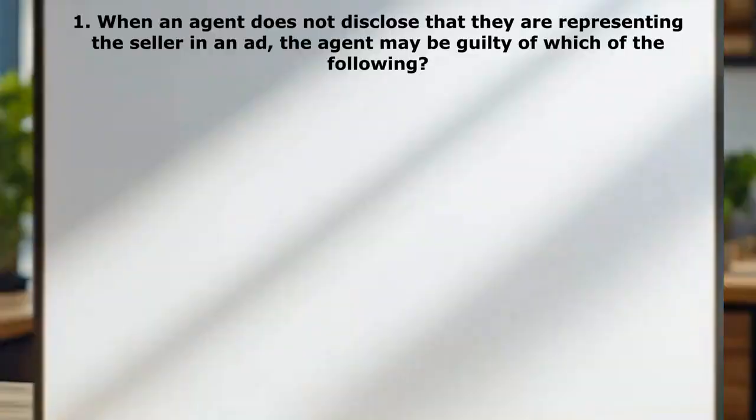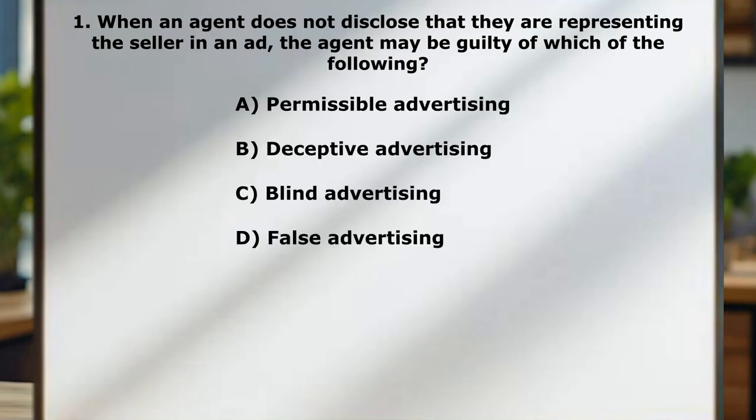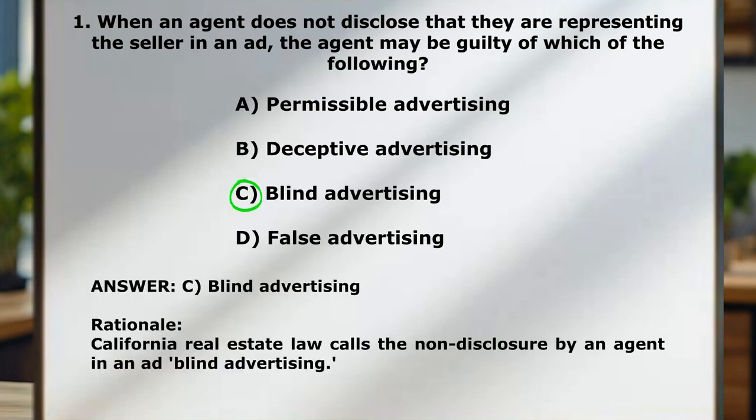Question number one: when an agent does not disclose that they are representing the seller in an ad, the agent may be guilty of which of the following? A, permissible advertising. B, deceptive advertising. C, blind advertising. D, false advertising. The answer is C, blind advertising. Now, no, that is not that you are advertising to blind people. Blind advertising just means that there's non-disclosure by an agent in an ad. Don't get caught doing this because other agents might try and get you fined.